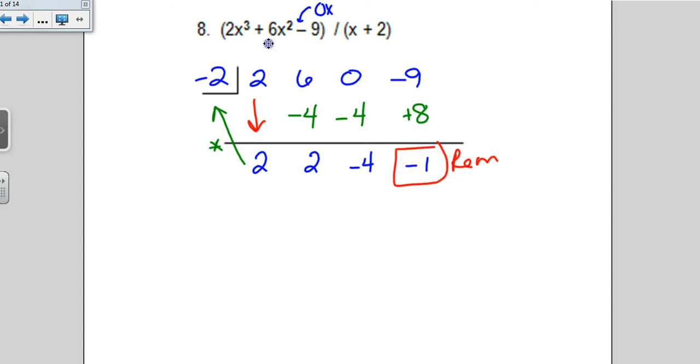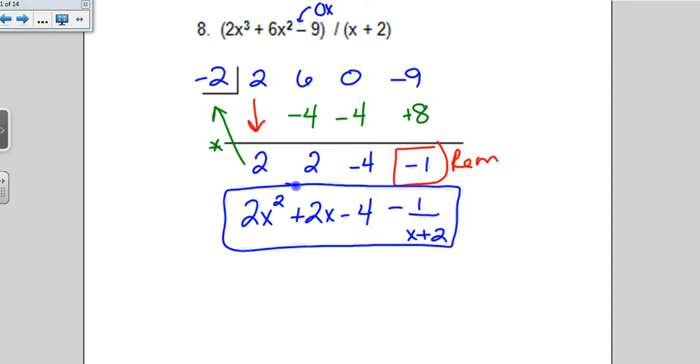And if I think about what I did originally in the problem, I took an x to the third and divided it by an x to the first. So this is going to be the x squared term, followed by the x to the first term, followed by the constant, and then our remainder is still being divided by the x plus 2.